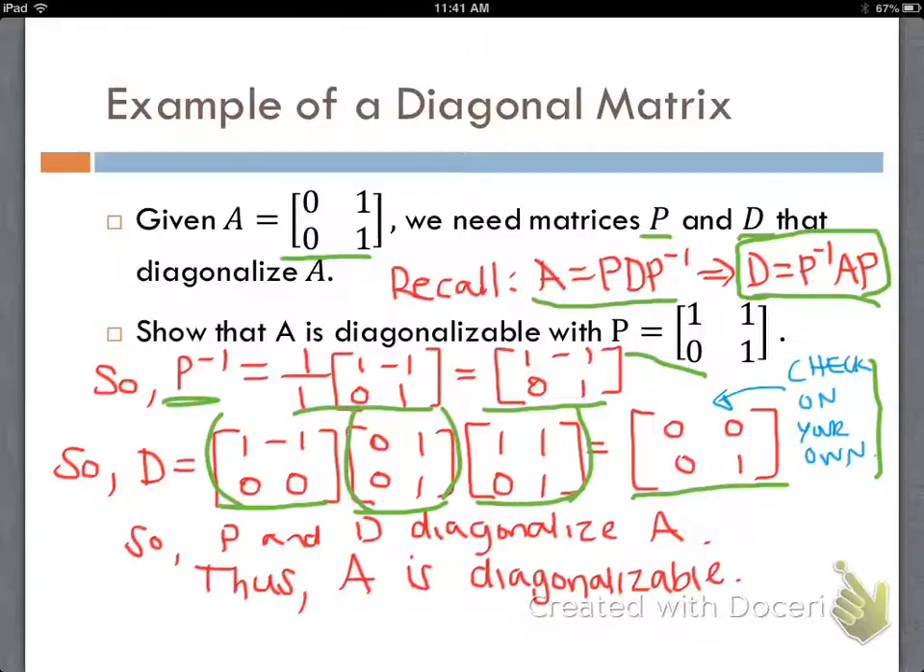And recall, too, that we did this to find D, right? It gave us D, and we needed to make sure. So notice that D is diagonal, right? The only non-zero entries are along the diagonal.